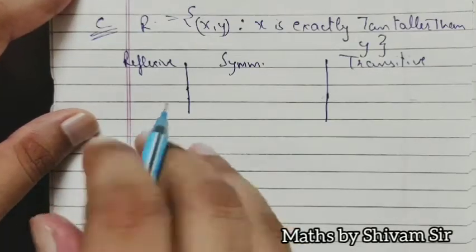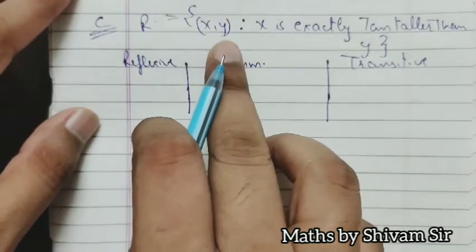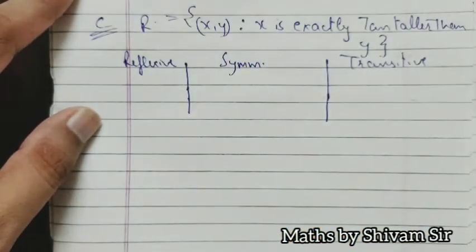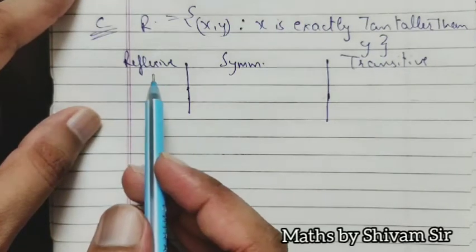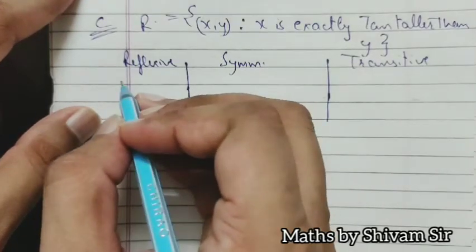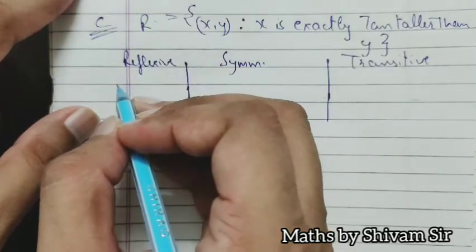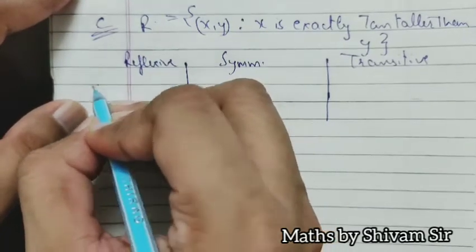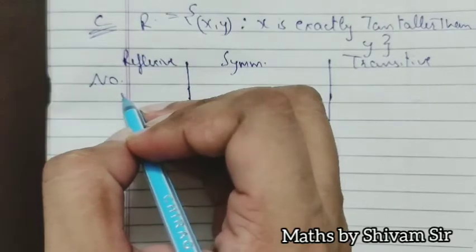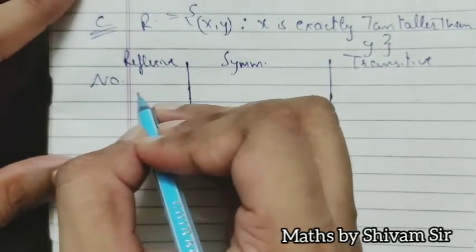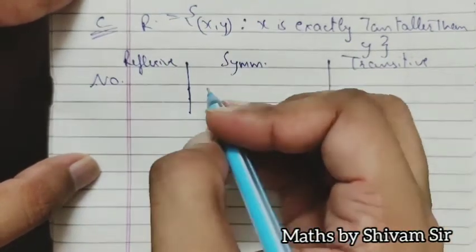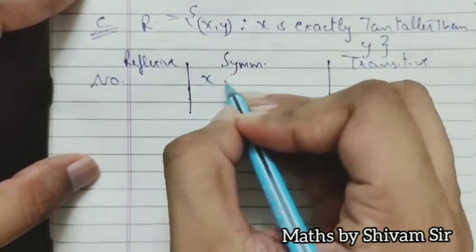Now the next part: R is a relation such that (x,y), x is exactly 7 centimeter taller than y. Let's check if it is reflexive or not. Is it possible for a person to be 7 centimeter taller than themselves? No, it is not possible, since a person cannot be taller than themselves. So no, this is not reflexive.